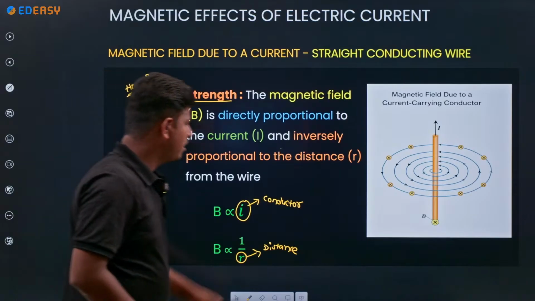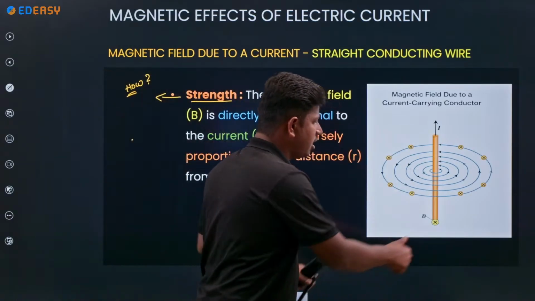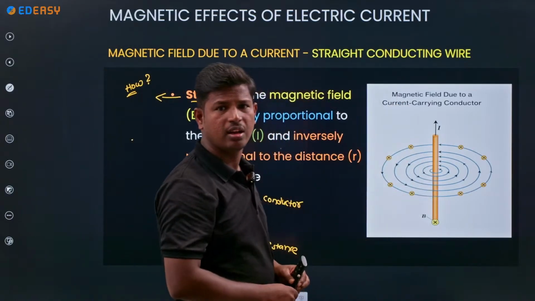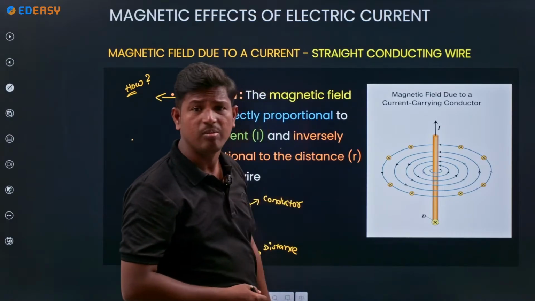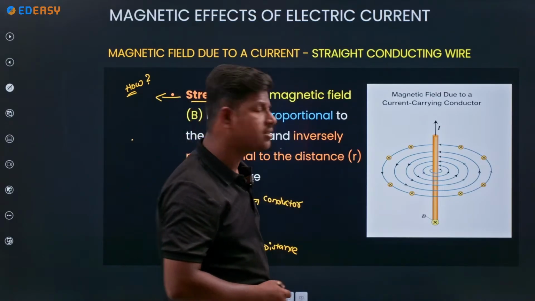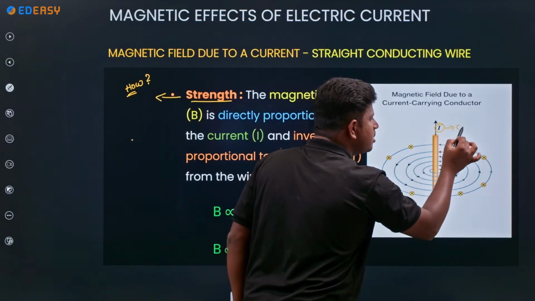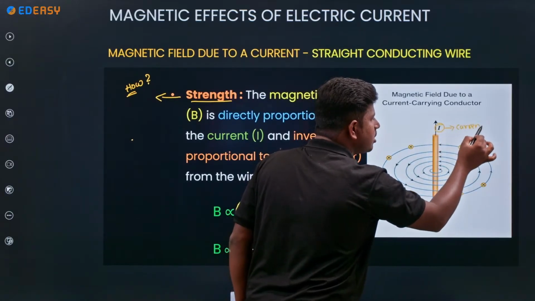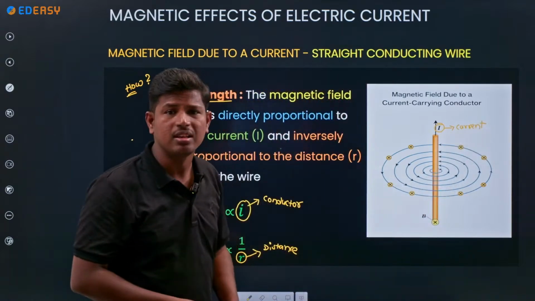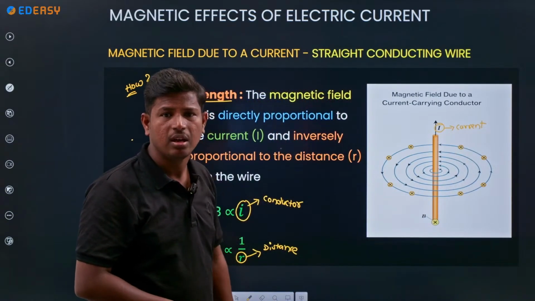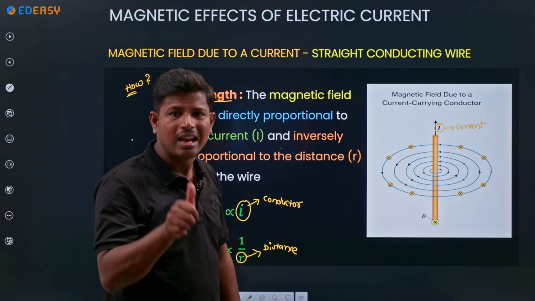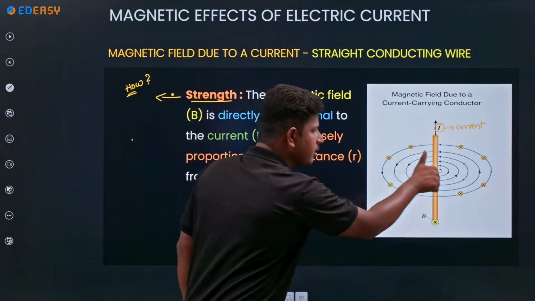Okay, see, for example, I am taking a conductor here. Which direction is the current? Upward direction. The current is in the upward direction. Now, how can we represent the magnetical field? Which rule do we have to follow? Right hand thumb rule only, na?